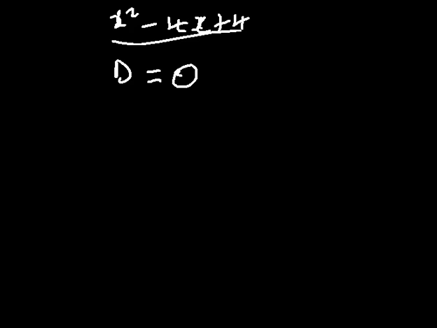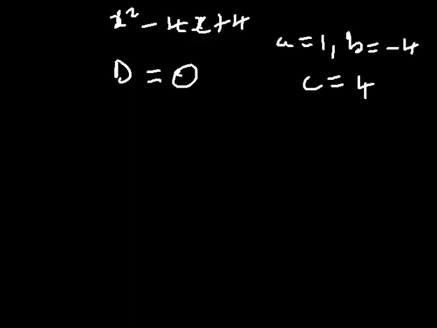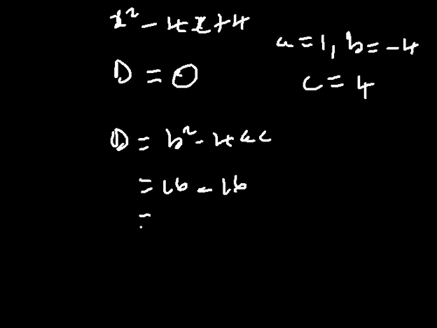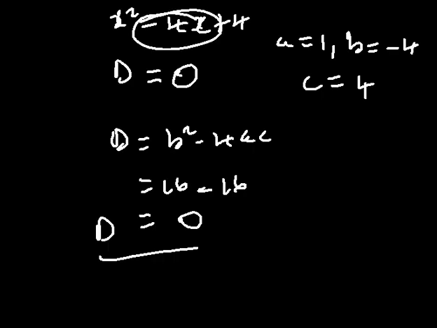For this expression, what is the value of a? We have it as 1. What is b? Negative 4. And what is c? A positive 4. Then let's see the discriminant. The discriminant is given as b squared minus 4ac. b squared is 16, and 4 times 1 times 4 is 16 as well, which gives 0. Since the discriminant is 0, it means this is a perfect square.